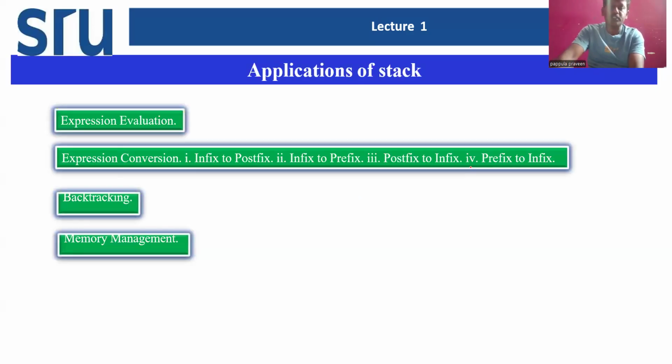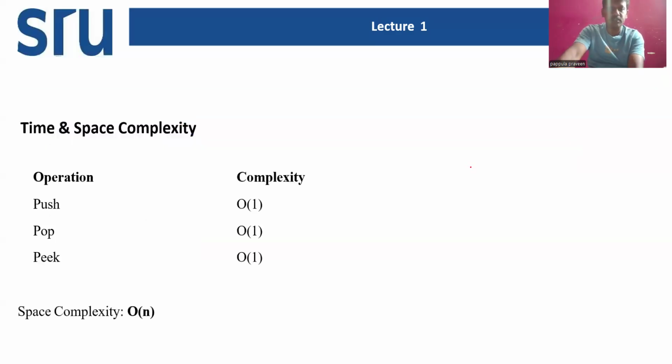Now what are the applications of the stack? This is also very important in computer science. Expression evaluation is one example, and expression conversion is another example. Infix to postfix is a very important example for the stack, and infix to prefix is also important, then postfix to infix, prefix to infix, and backtracking. One more is memory management. These are all the applications of the stack. Expression evaluation is the first one. Now we will see.